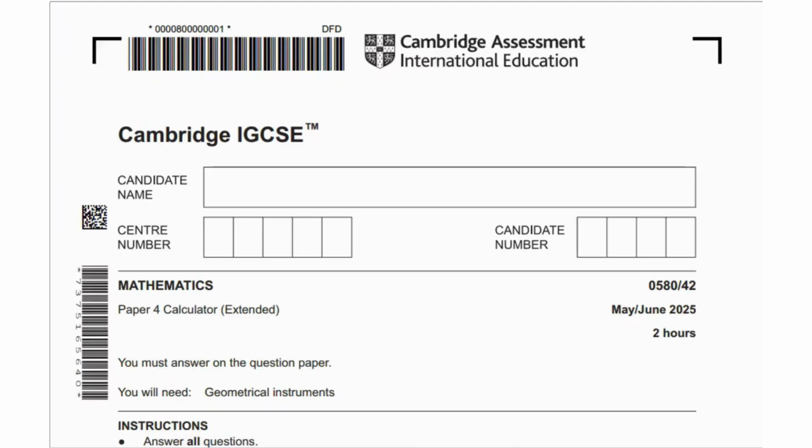Today we're doing the second variant for paper 4 for Standard Maths, Cambridge IGCSE 0580. In this video, we'll be having a detailed paper walkthrough and see whether the paper was difficult or easy overall. I'll be sharing tips and tricks to save time.